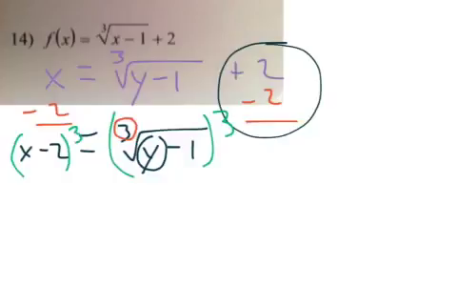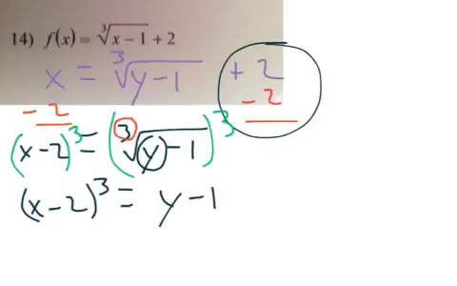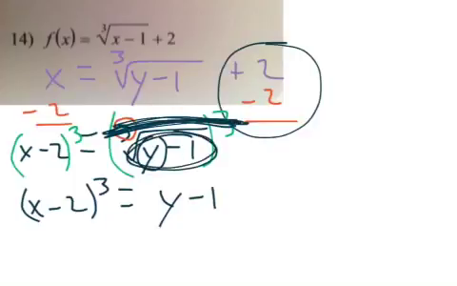A 2 power gets rid of a square root. A 3 power gets rid of a cube root. A 4th power would get rid of a 4th root. So what happens now? Well, we get x minus 2 cubed equal to y minus 1, because the 3 and the cube root cancel each other out. So all we're left with is what's in the radical. And then to finish it up, all I'm going to do is add 1 to both sides.